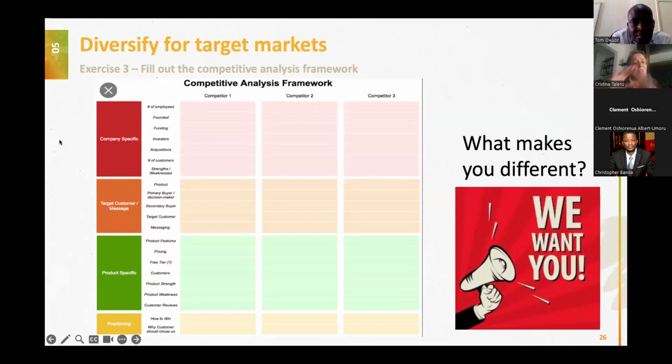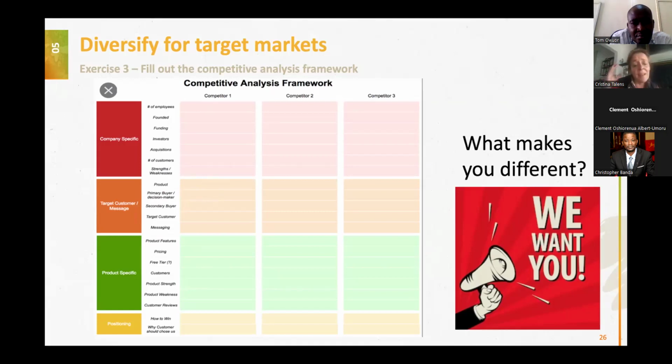You don't have to fill it all, but we want you to get an idea of the size, how old it is, if it has any investors, if it's got a customer base, and what you think of the strengths and weaknesses. Those are the main points. Then we want you to look at the target customer and the message they are putting out about the product: what they're saying, who's the primary buyer, which audience, know your customer.